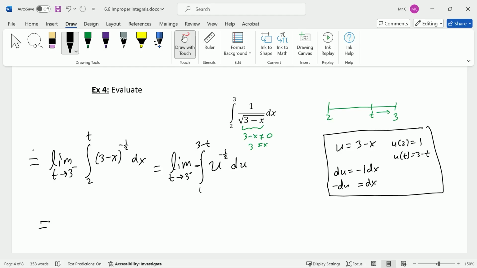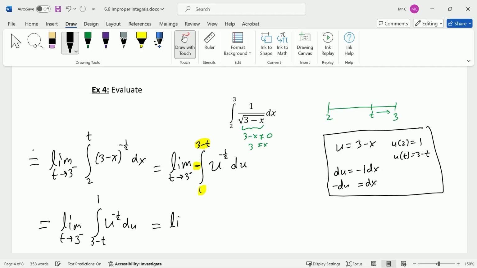Now, one thing I'll do here real quick is note that since I have a negative in front of the integral, I can always switch the bounds of the integral. It doesn't make a huge difference, but it can make the algebra just slightly cleaner to work with. I'll make it now the positive integral from 3 minus t to 1 of u to the negative 1/2 du.